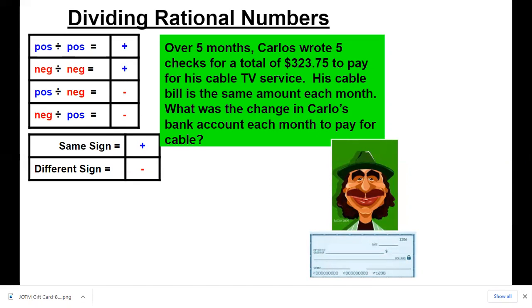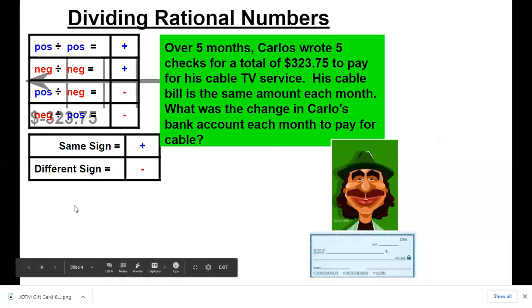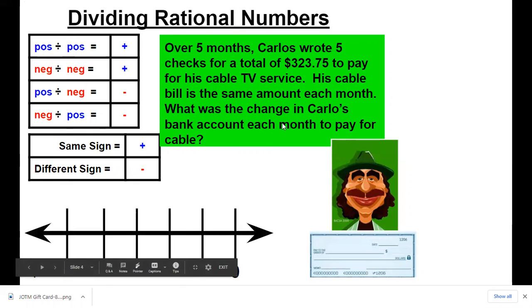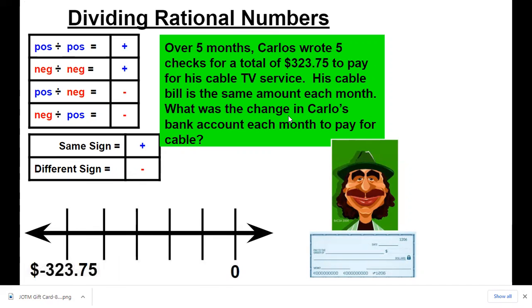So we see that he wrote 5 checks. The total was $323.75. Each check was the same amount. We're going to have to divide, right? So there's our number line. Okay, so negative $323.75 needs to be divided into 5 equal parts.